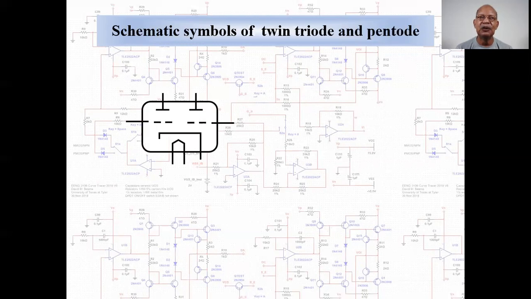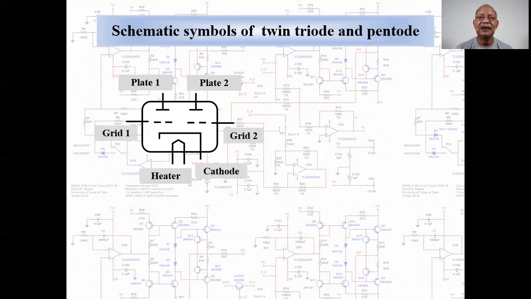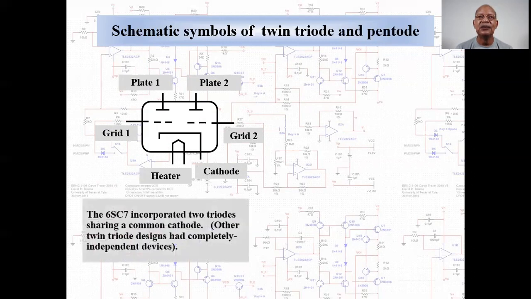The schematic symbol of the 6SC7 is showing the plates, grids, cathode, and heater. Note that the 2 triodes of the 6SC7 share a common cathode. There are some electronic applications where having 2 electrically matched tubes sharing a common cathode would be advantageous.